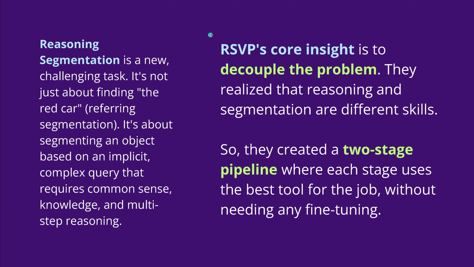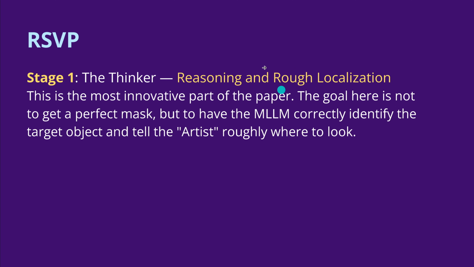And the authors tell us, hey, our core insight, exploring this new element, is to decouple the problem. We realized that reasoning and segmentation are two different skills, and it makes no sense to squeeze them into one model. So they created a two-stage pipeline where each stage uses the best tool, the best multimodal system, the best SAM model for the job, without needing any fine-tuning. So great. Stage 1, you've seen it: reasoning and the rough localization. I call it the thinker model. If you want, this is the most innovative part of this new paper.